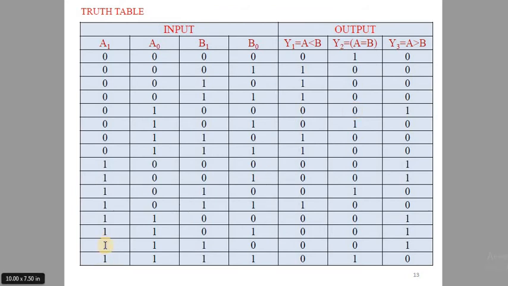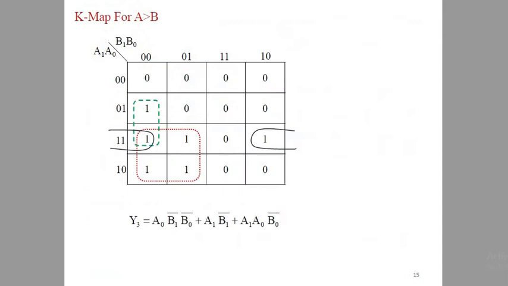Like that, consider the last rows. Here 1, 1 is a binary number whose decimal is 3, and the other is decimal 2. This means A is greater than B, therefore this is 1. Here both are equal, 1, 1 equal to 1, 1, therefore this is 1. Like that, this forms the truth table of the 2-bit magnitude comparator.